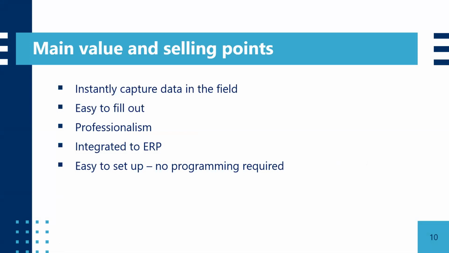So now as a review, let's just go through the 5 main value points for using digital forms. There's really 5 main things that we talked about. Number 1, the main benefit is that you can instantly capture data out in the field. And so of course that amounts to reduced chances of loss of data in transfer and reduced errors as well.